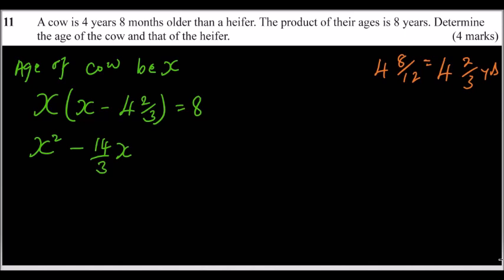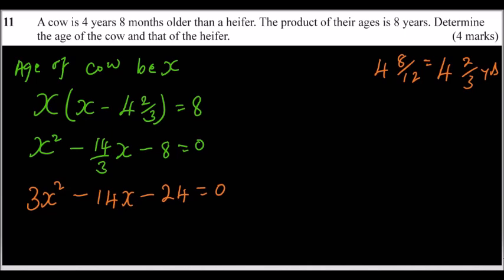Bring 8 to this side, you say minus 8 is equal to 0. This is a quadratic equation. We can make it appear better by multiplying throughout by 3. So you have 3x squared minus 14 over 3 x multiplied by 3 will remain 14x. Then we have minus 8 times 3 is 24, and that gives you equal to 0. So this is a quadratic equation, and the coefficient of x squared is not equal to 1, it is 3.